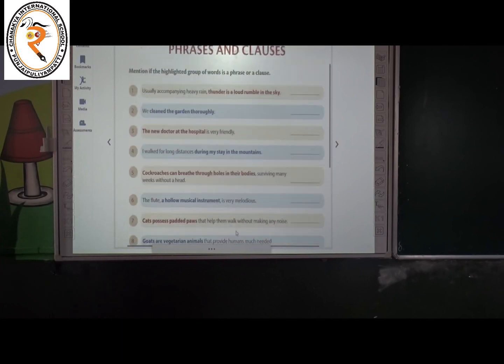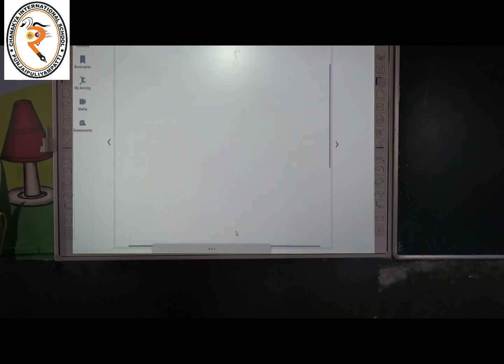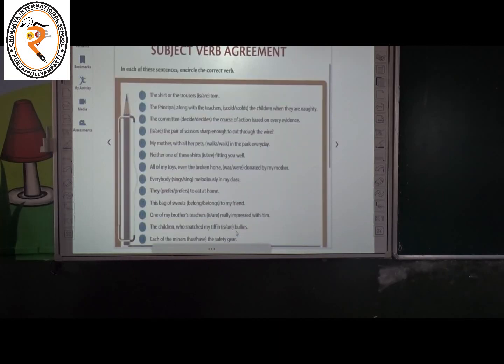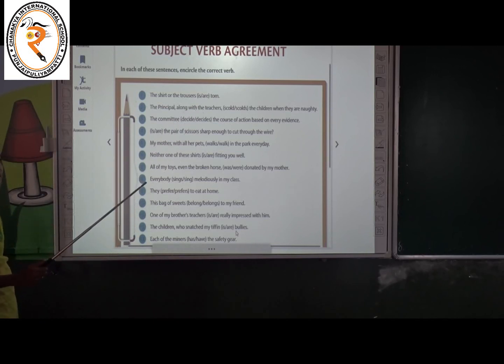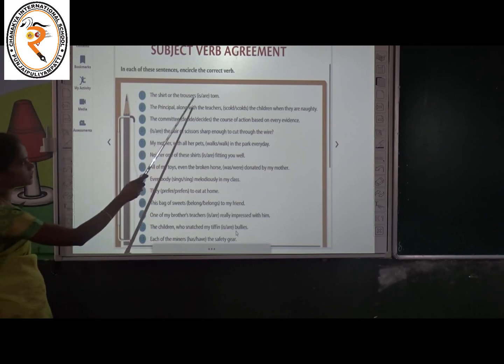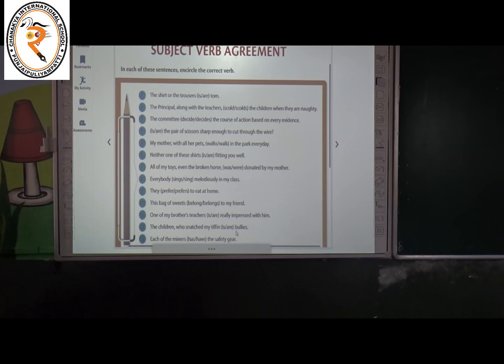So this is about the first topic, phrases and clauses. And the next one is subject-verb agreement. What is the second one? It is subject-verb agreement. In this, we have to encircle the correct verb. See, in the brackets, some verbs are given. Here, we have to find and encircle the correct verb. See the first one.